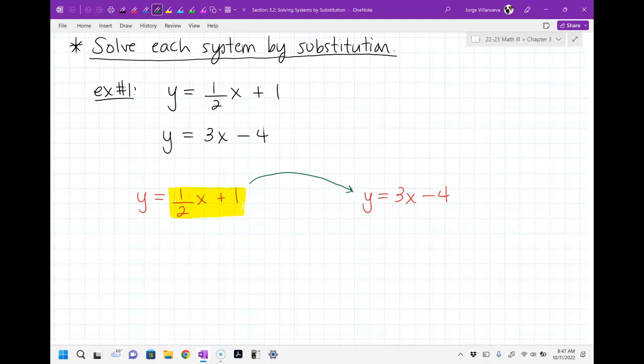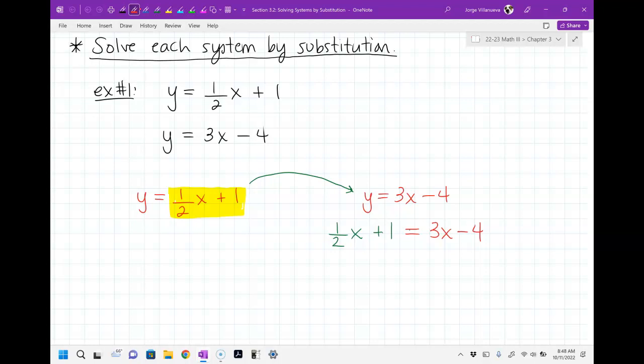Okay? So let me rewrite that. Half x plus 1 equals 3x minus 4. That's what's called substitution. I got the value for y from one equation and plugged it into the value for y in another equation. Now you can do that for x as well, but for us it was already solved for y. So there you go. We have substitution. Now all we have to do is combine our terms and solve.